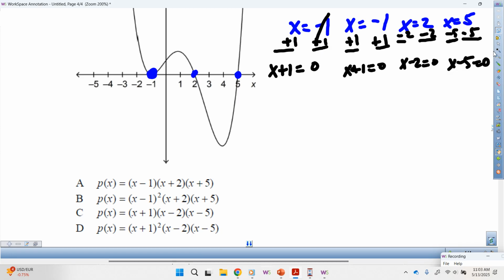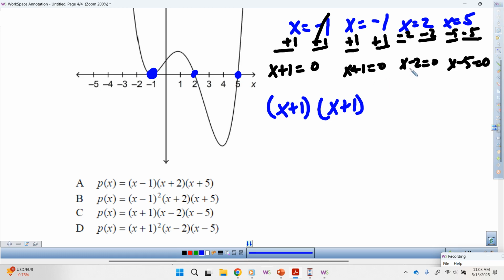All right, next. Now that we have all our binomials, we write them in parentheses. Look up, like this. Parentheses, x + 1. The next parentheses is x + 1. The next parentheses is x - 2. And the next parentheses is x - 5. And you put all of those equal to 0.